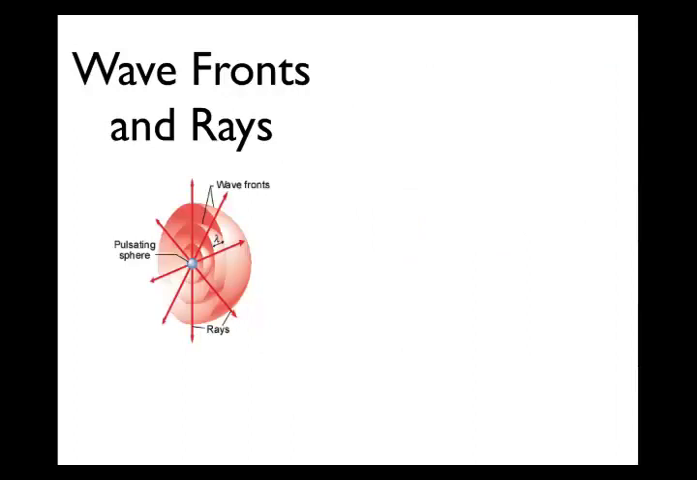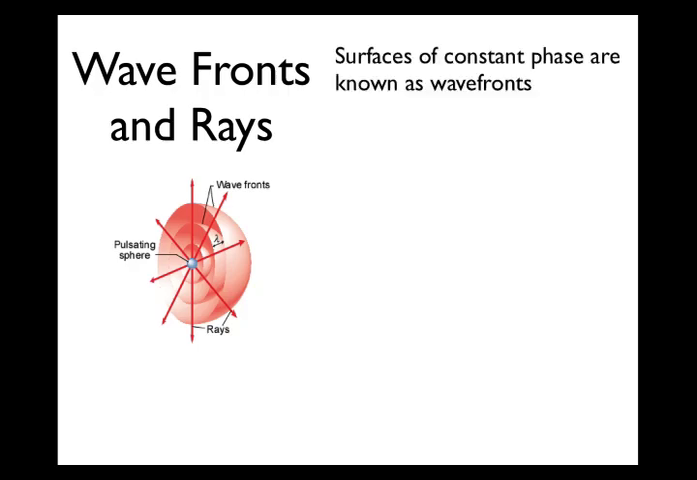So we transition from talking about waves of light to rays of light. How do we get there? Well, surfaces of constant phase, and that just means places on the wave where the wave height is all the same, are known as wave fronts. If I have a little pulsating sphere making waves, these spherical shells would represent the wave fronts of those waves produced by that pulsating sphere.